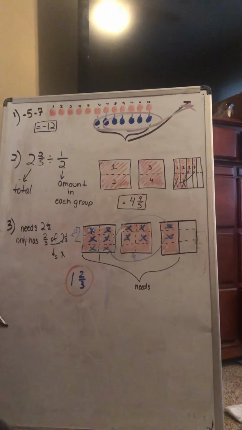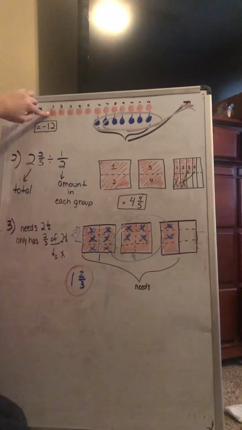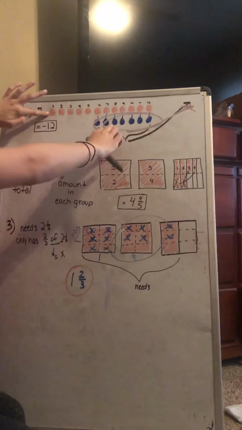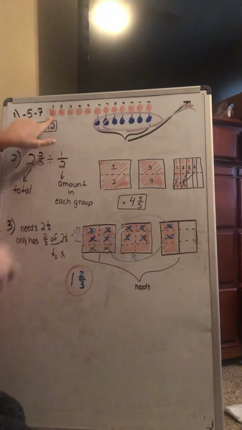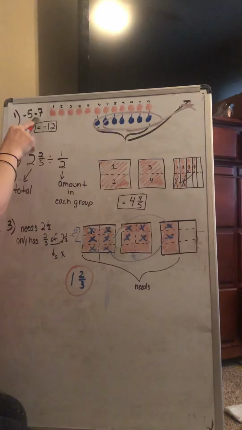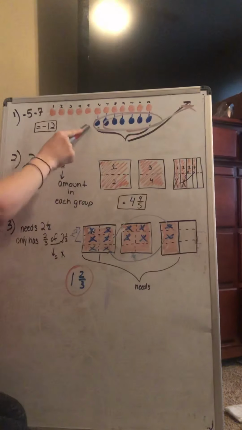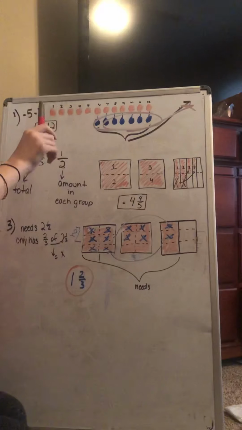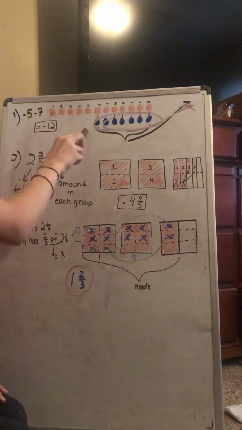Okay, so for number 1, it says -5 minus 7. So these red chips here are negative chips and the blue ones here are positive. So I started off with the -5, and then in order to subtract the 7, you have to have the 0 pair, or else it will change the whole equation.